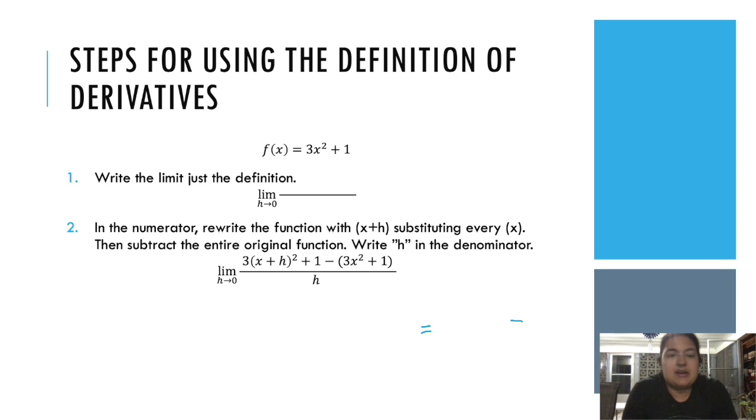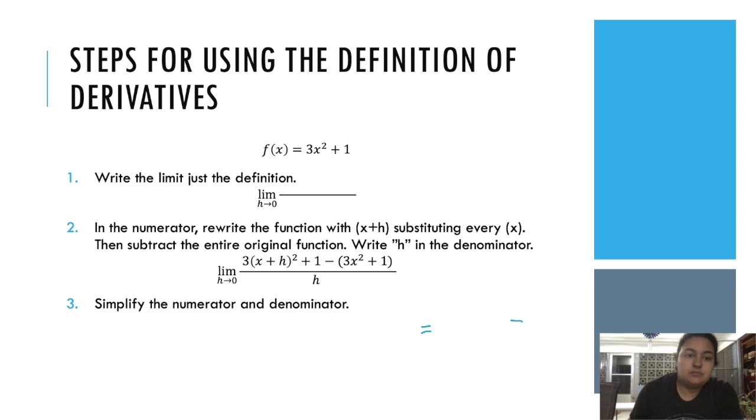So I went ahead and I did that there. I wrote my function, but I replaced every x with x plus h, minus my original function. So notice how I have my original function in parentheses, because that is going to help remind me that I need to distribute that negative that's going to come before it. Now I need to simplify the numerator and the denominator. Boom, I know that happened super fast.